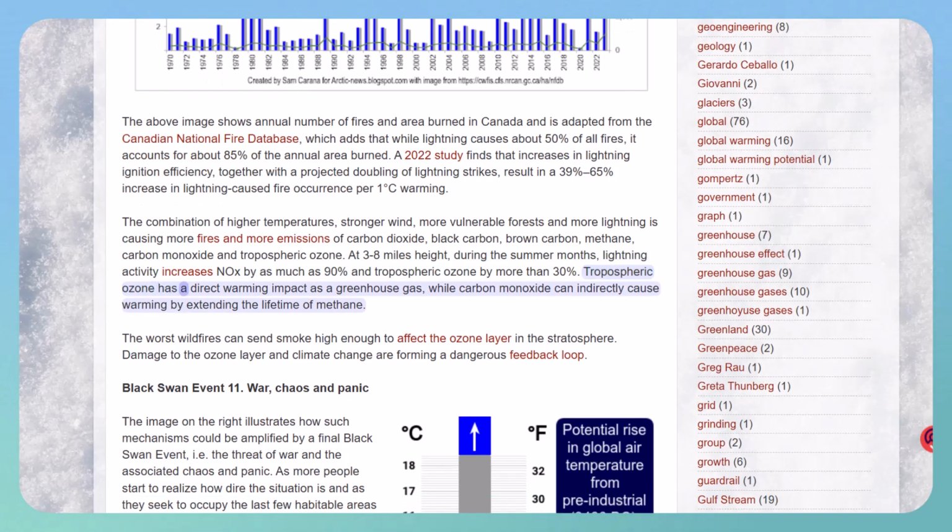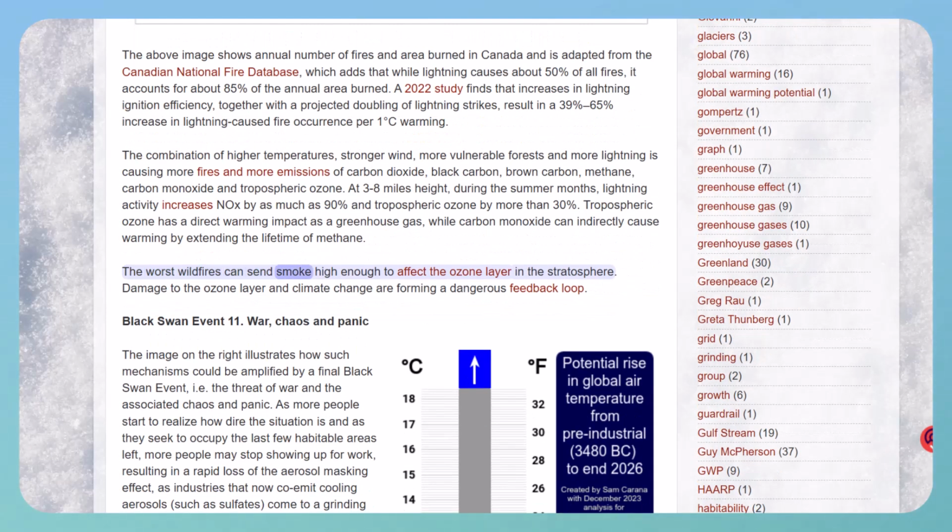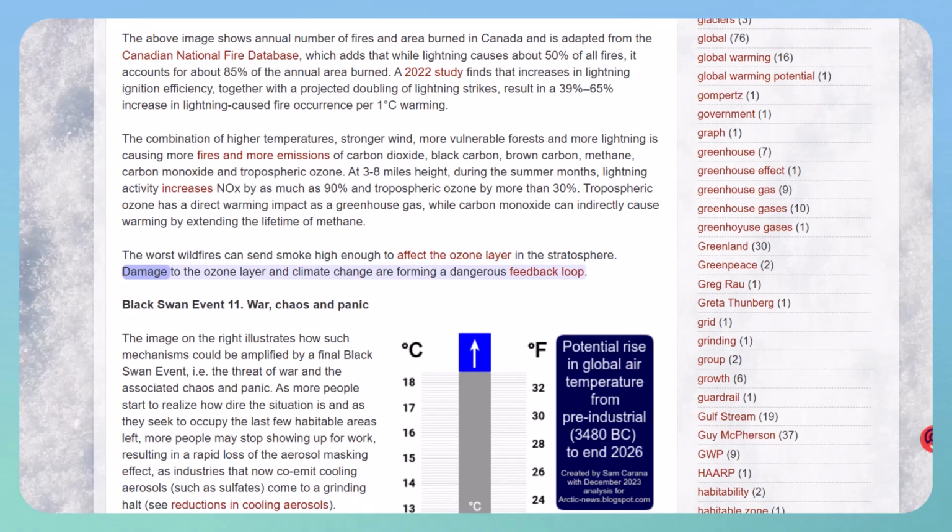Tropospheric ozone has a direct warming impact as a greenhouse gas, while carbon monoxide can indirectly cause warming by extending the lifetime of methane. The worst wildfires can send smoke high enough to affect the ozone layer in the stratosphere. Damage to the ozone layer and climate change are forming a dangerous feedback loop.